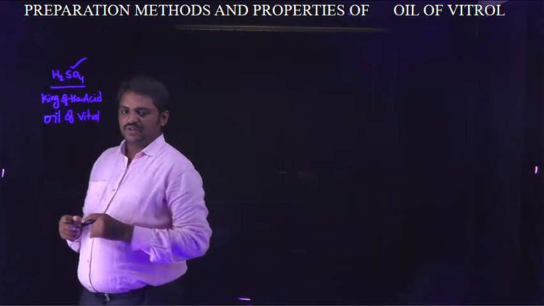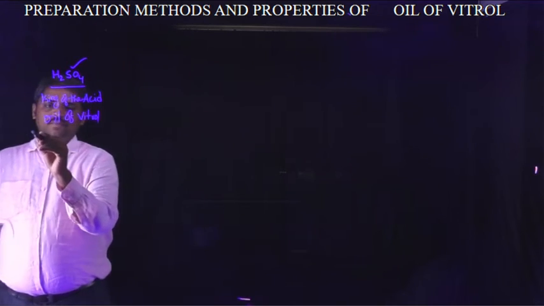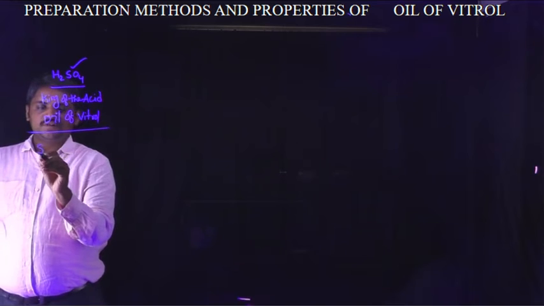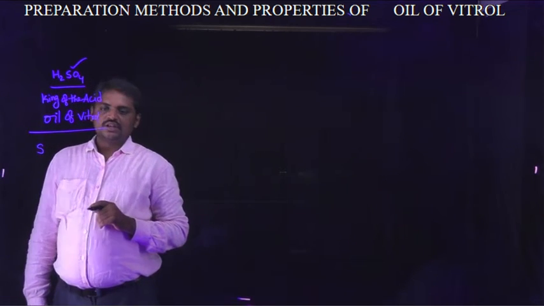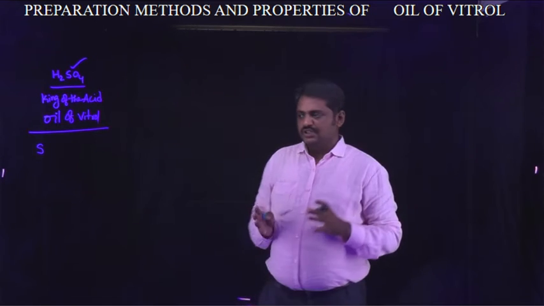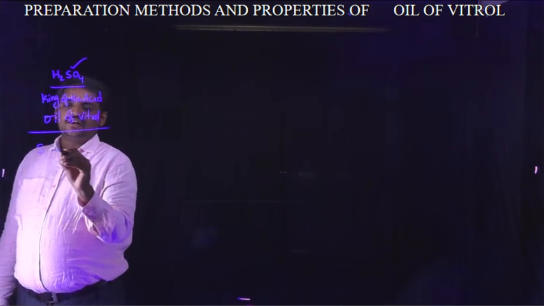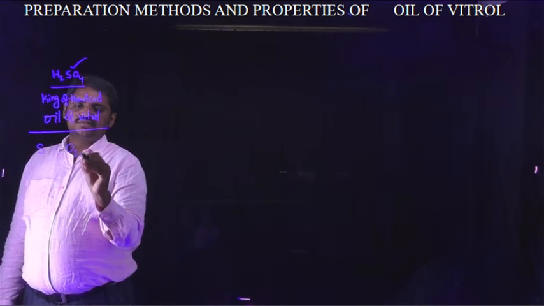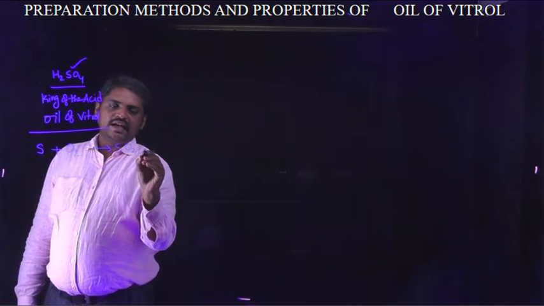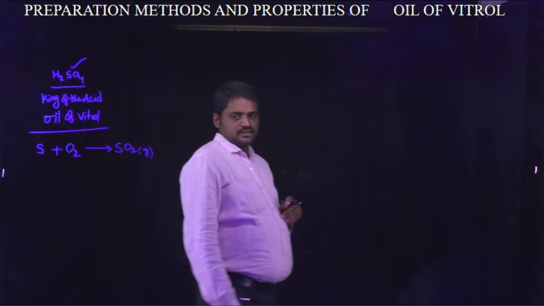Preparation method of oil of vitriol. So, first one, sulfur, the amorphous form of sulfur. This is also a solid state of sulfur, but an amorphous solid. The amorphous form of sulfur reacts with oxygen to produce sulfur dioxide gas.